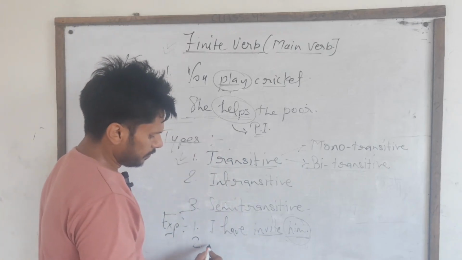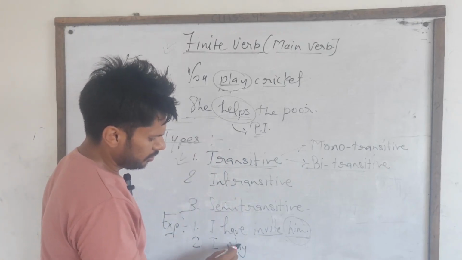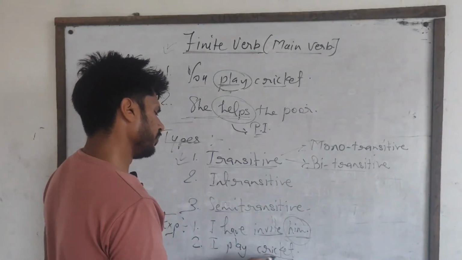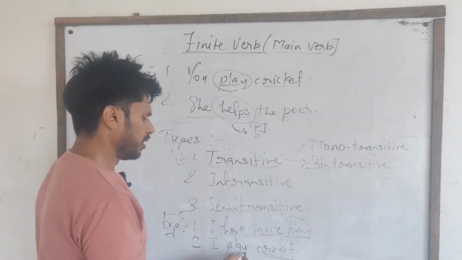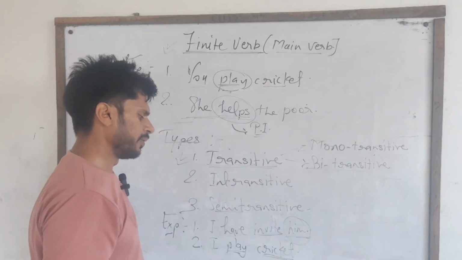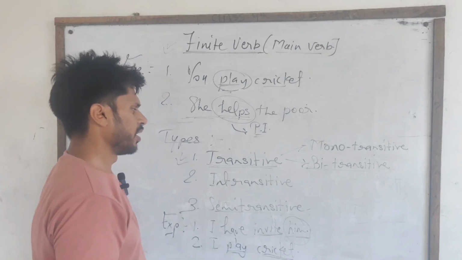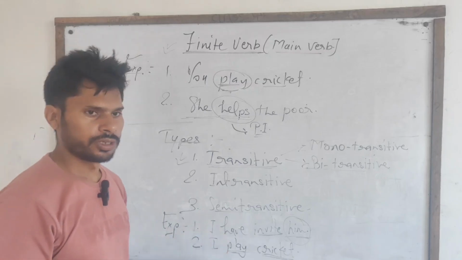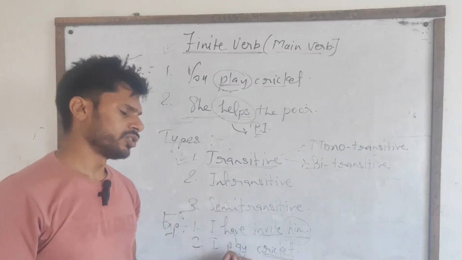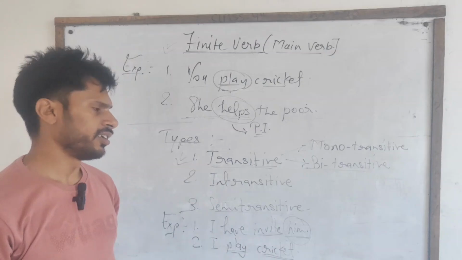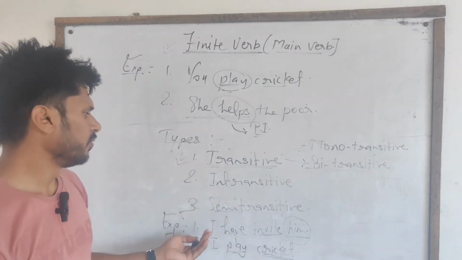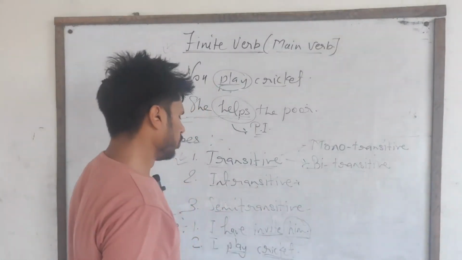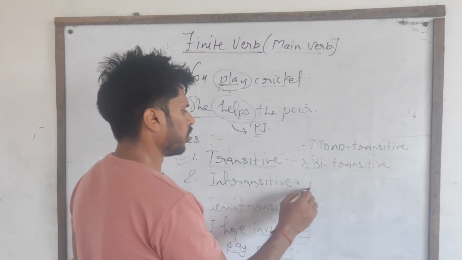Let's see some more examples. I play cricket. In this sentence, we see cricket is an object and play is the main verb. So if we want to define whether it is transitive or intransitive, first of all we should understand that if the object of the main verb is used with it, then we call it a transitive verb. And if the object is not used with the verb, then we call it the intransitive verb. So in intransitive verbs, there is no object.